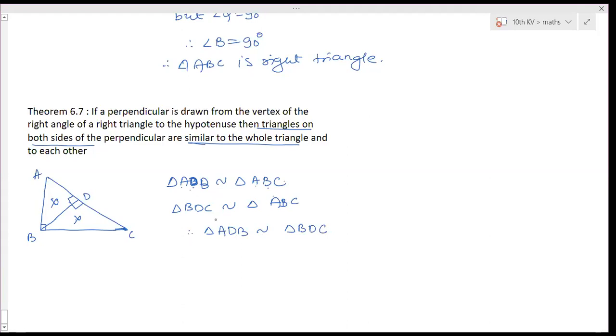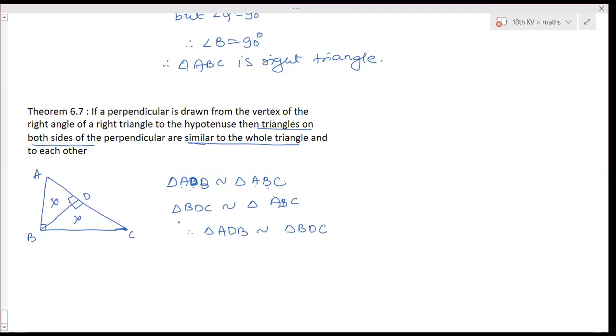Now, every time, this part you are not supposed to prove. Directly you can write it according to the theorem. Okay? Is this clear? Yes, ma'am. These three statements we have to use in many places.